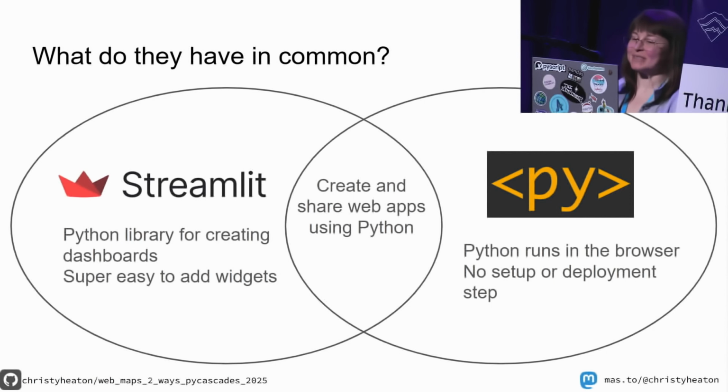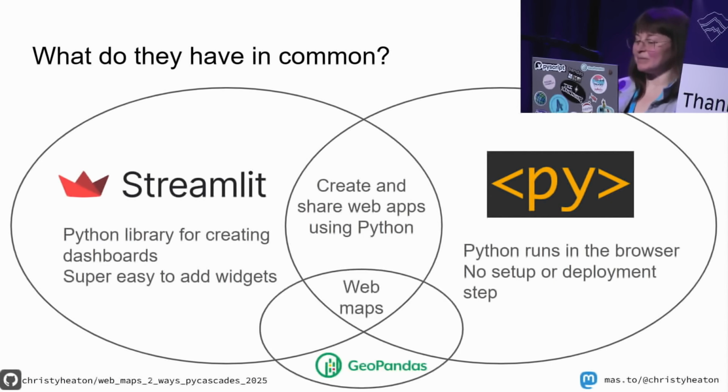So to review, Streamlit is a Python library for creating dashboards, super easy to add widgets. PyScript runs Python in the browser. You don't need a local Python setup. So both of them are ways that you can create and share web apps using Python. Neither of these are specific to mapping, but we can use a mapping library, GeoPandas is my favorite, along with Streamlit or PyScript to build and deploy web maps.